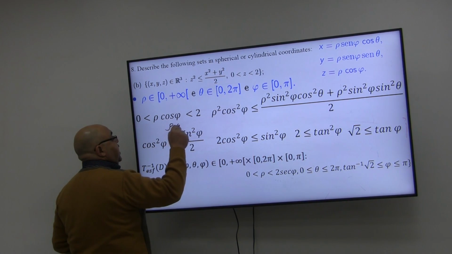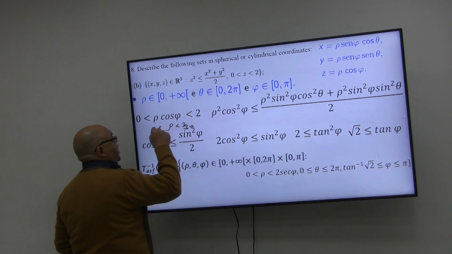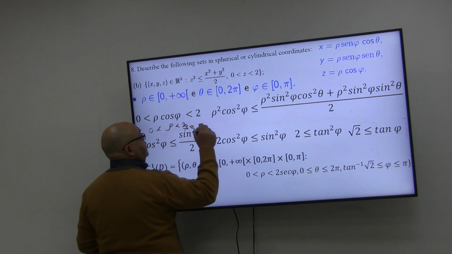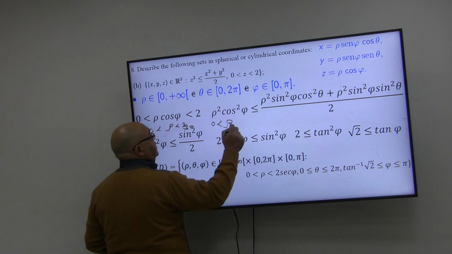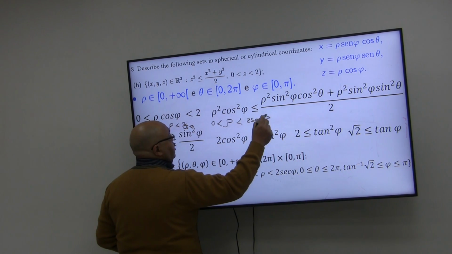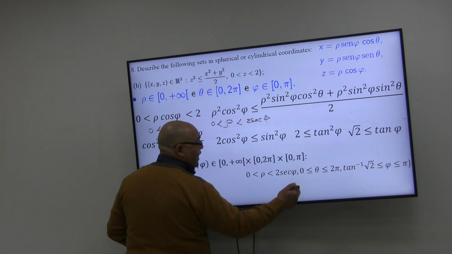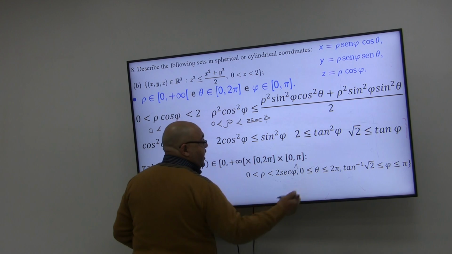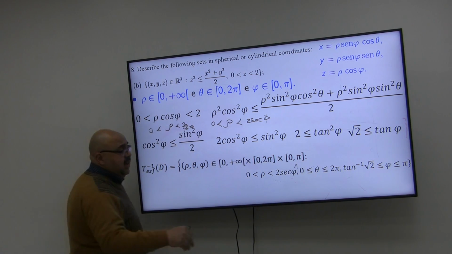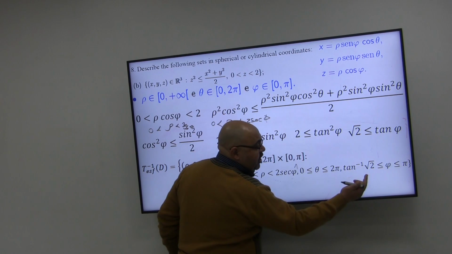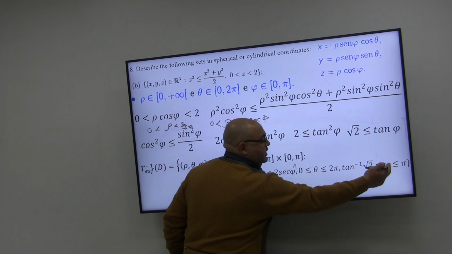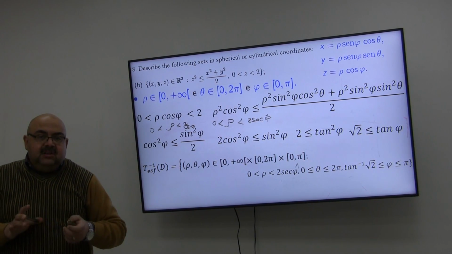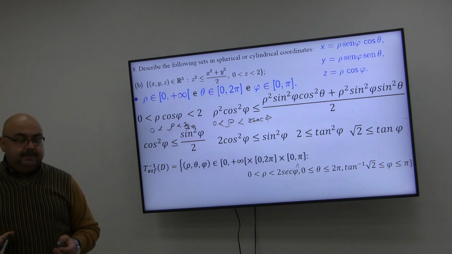So rho is less than 2 over cosine phi, greater than or equal to 0, by dividing on cosine phi and away from the 0 point. So that means rho is greater than 0, less than 2 sec phi. This is the first part. And, of course, theta is greater than or equal to 0 and less than 2 pi, because I'm talking about the whole space, and with the regulation on phi running from tan minus 1 root 2, and phi is less than or equal to pi in order to be able to work with it. This is how to represent this equation in spherical coordinates.